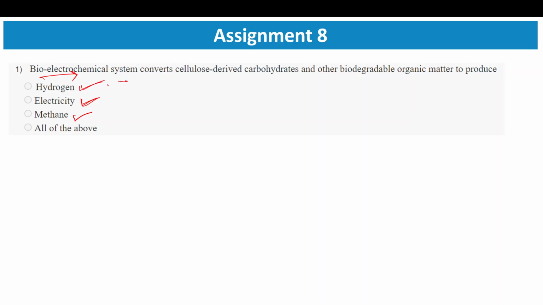So hydrogen and methane, they both are fuels which we can use later. This is a very sustainable process, but it is also very difficult to operate. So, all of the above is the correct answer for this question.